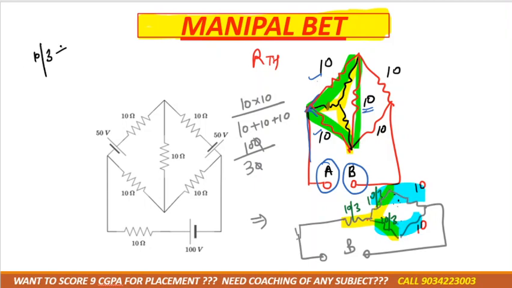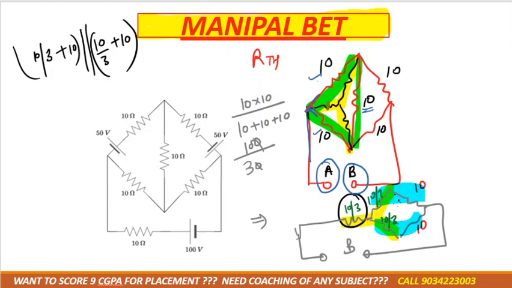10 by 3 plus 10 parallel with the 10 by 3 plus 10, correct? Then after that, this 10 by 3 is connected in series. That would be plus 10 by 3. So this is the value of RTH. We'll be able to get it. Okay.